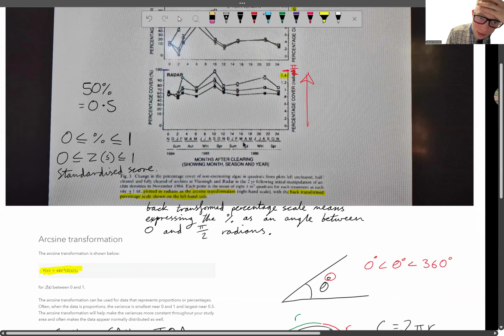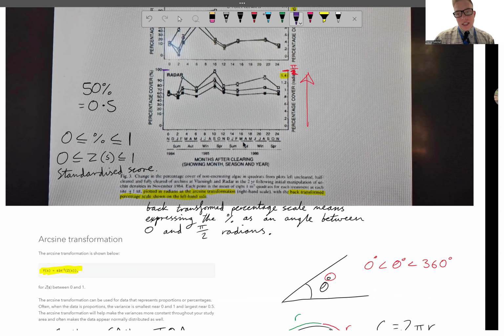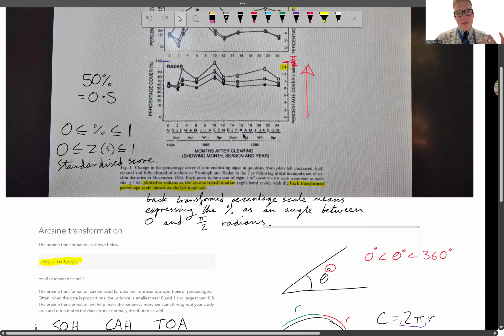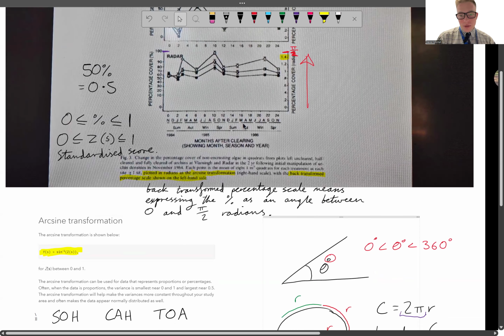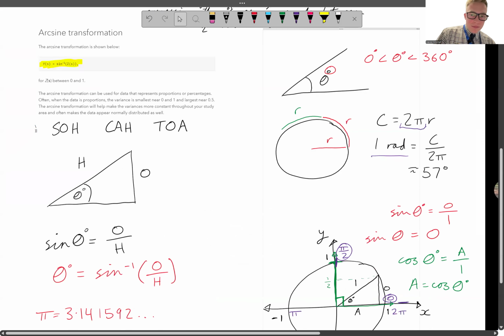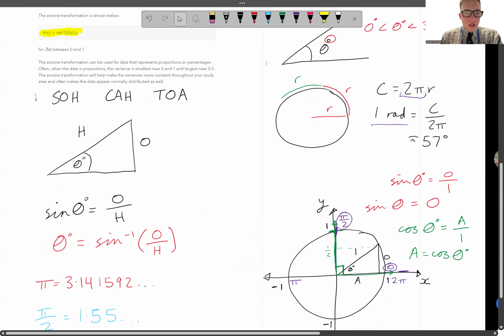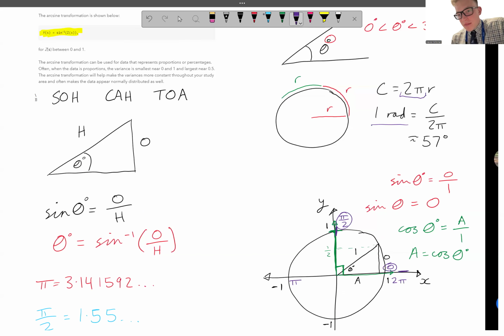Let's read through what it says. It's plotted in radians as the arcsine transformation. Now, arcsine is the inverse of sine. So not only do we need to understand radians, but we also need to talk about trig as well. Trig, you might remember from year 9, SOHCAHTOA, has sine, cos, and tan. Arcsine is the inverse of sine.